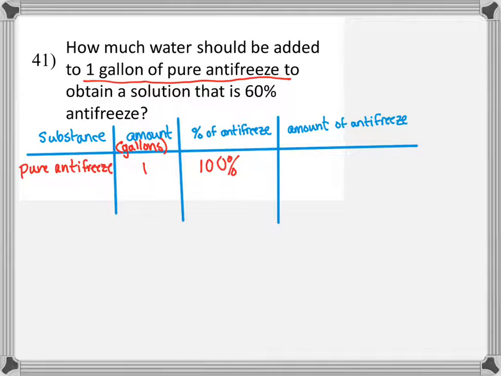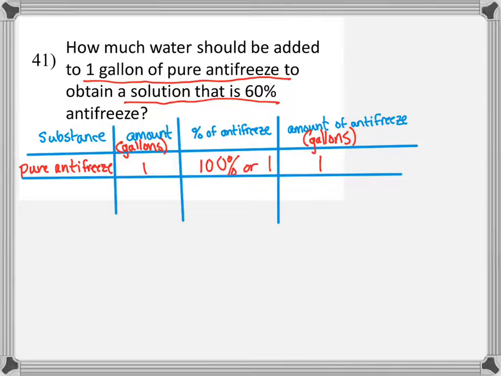And it's pure antifreeze, so it's 100% antifreeze, or as a decimal equivalent, 1. And our amount times the decimal equivalent will give us the total amount of antifreeze in gallons. So in this case, we have 1 gallon of antifreeze. We also want to have in the end a solution that is 60% antifreeze. So it's a mixture, a 60% solution.